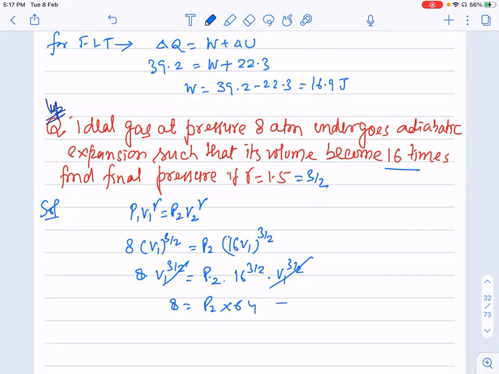All right. P2 will be 1/8 atmosphere. Pressure drops, and because expansion is taking place, therefore pressure will decrease.